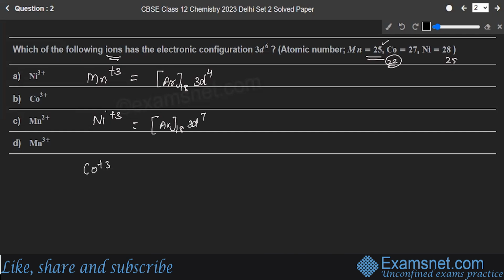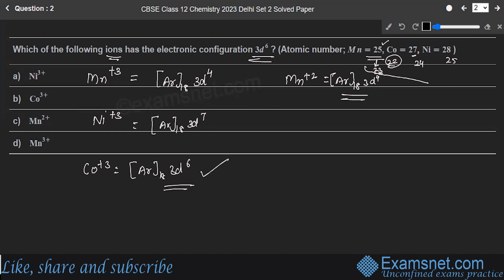Then cobalt. Cobalt is again +3. Cobalt is having 27 electrons, so minus 3, 24 electrons will be left. Argon 18, and here will be 3d6. One more thing: manganese also exists in the +2 oxidation state, so 2 electrons removed, leaving 23 electrons. This is argon 18 and 3d5. So which of the following ions have the electronic configuration of 3d6? This is cobalt 3+. Option B is the right answer. Hope you understood that.